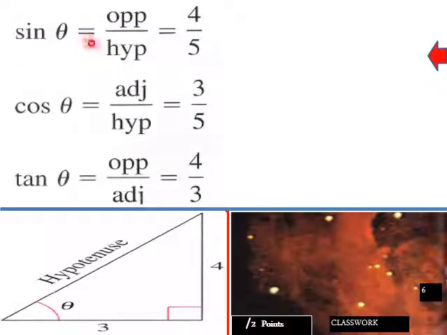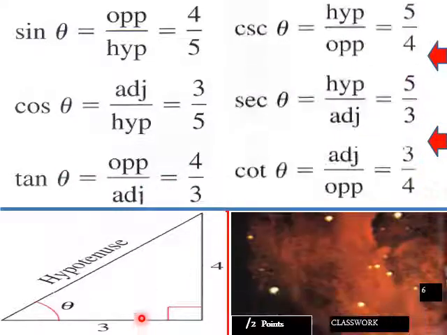here they are. Sine theta is 4 over 5. We know it's a 3, 4, 5 right triangle. And then cosine theta would be 3 over 5. Tan would be op over adjacent, so it would be 4 over 3.